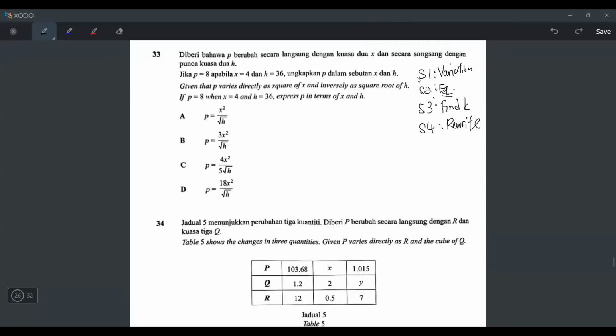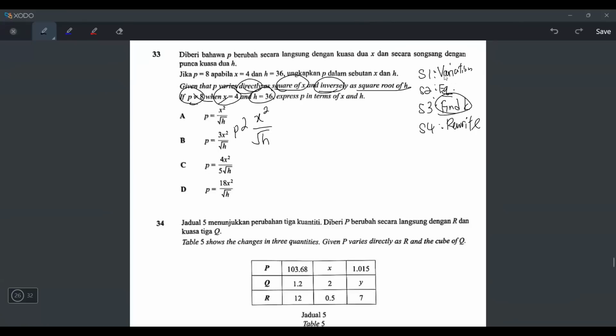But some students want to skip, want to do fast. Don't. If you do that, it is very easy to make mistakes. Just follow. Given that P varies directly, if they say directly, it means top with top. So P varies directly as the square of X, means the square of X I have to put on top. So X square on top. And inversely means top with bottom, as the square root of H. So the bottom is the square root of H like this. And then if P is 8, X is 4, H is 36. Why do they give us the P, X and H? For us to find K later.